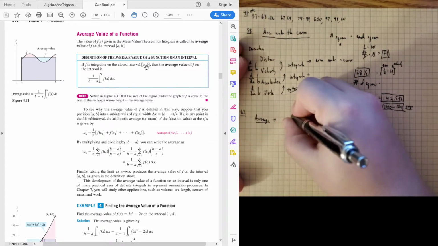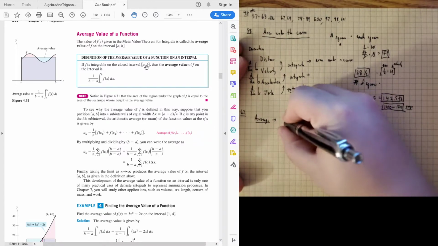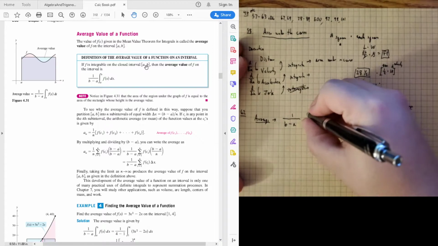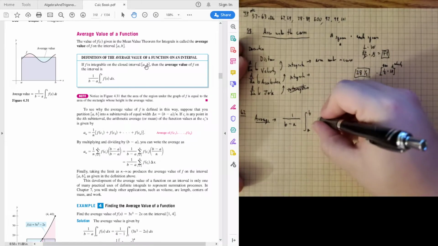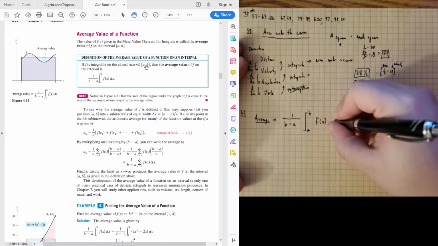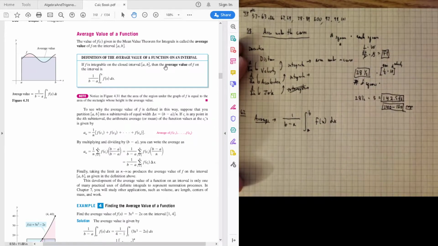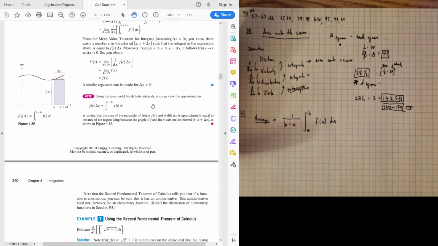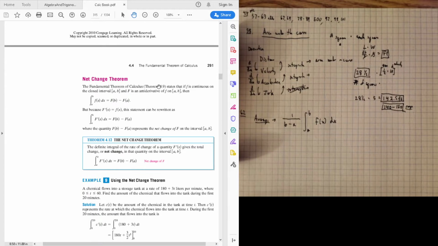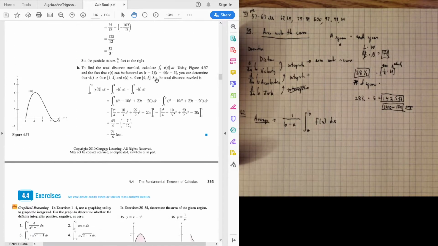So I immediately go here to using this formula: 1 over b minus a, integral from a to b of f of x dx. Okay, I've got the hard part down. I know what formula I'm supposed to use. Now we get to the theory part. I have to know how to plug into this formula and what to plug into this formula.